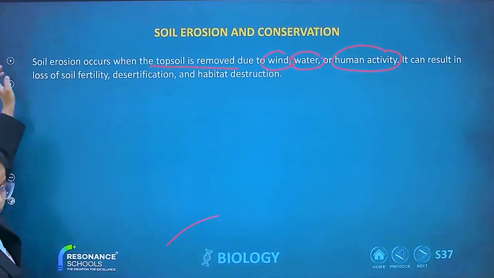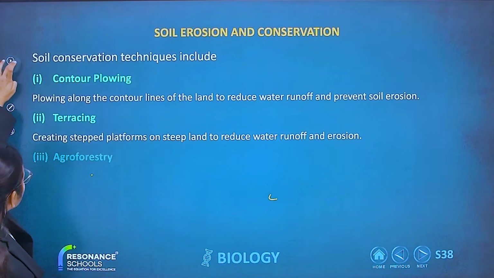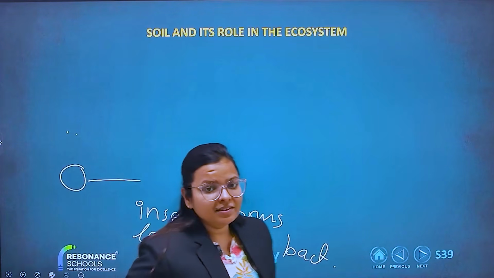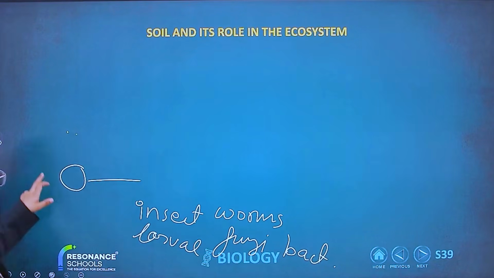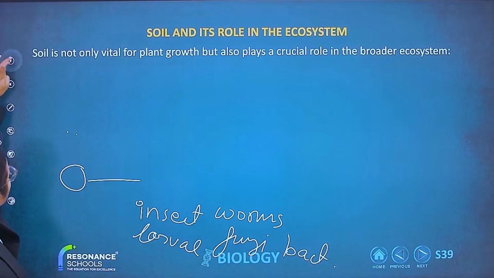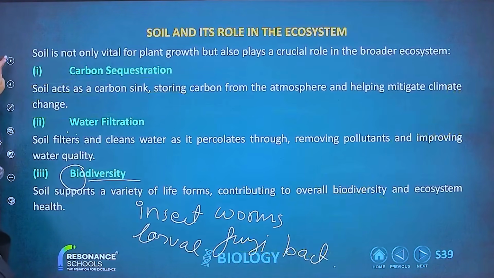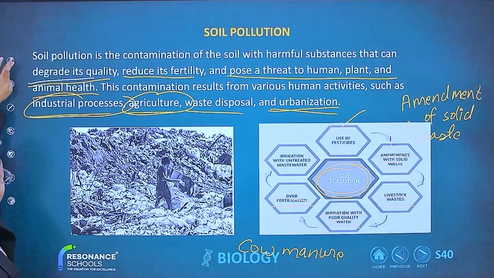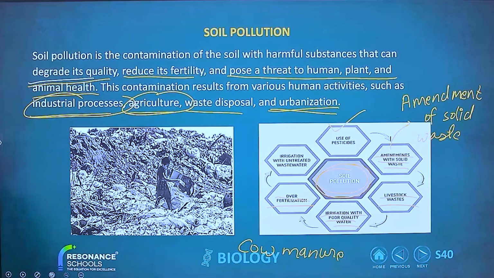I am going through each and every slide. Please let me know if you have any doubt. Contour plowing, terracing, agroforestry and cover cropping, I have already explained. Carbon sequestration, water filtration and biodiversity, I think you should have no doubt in that slide. If you do have any doubt in these 3 slides, please let me know.